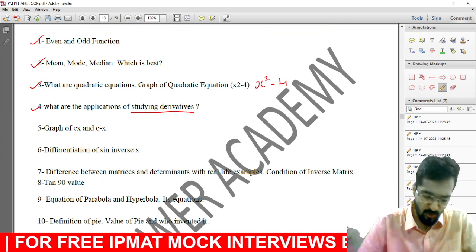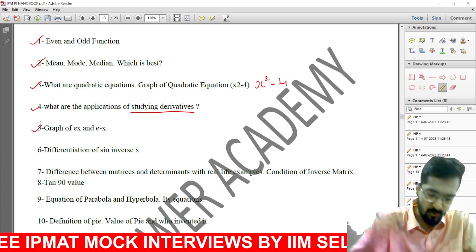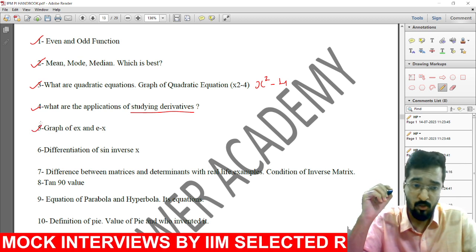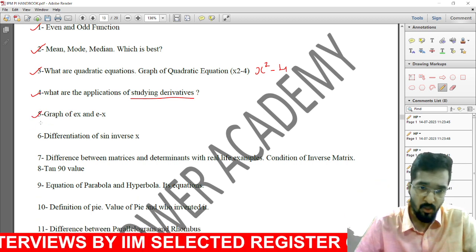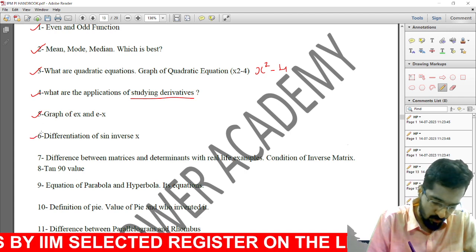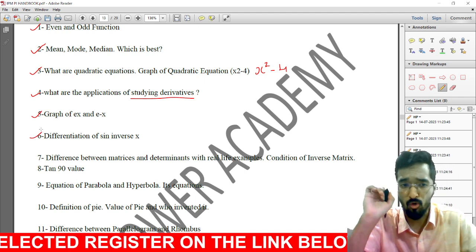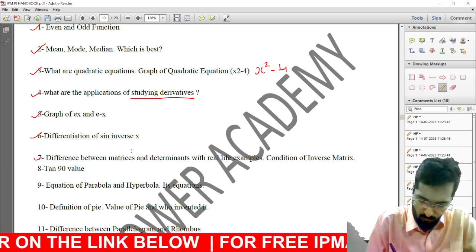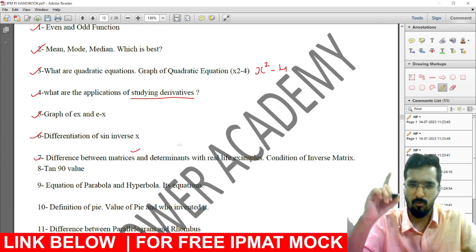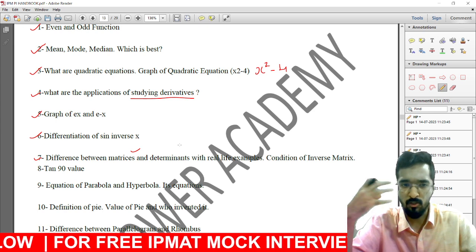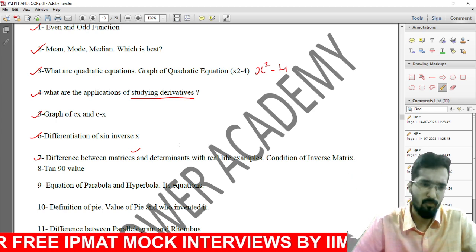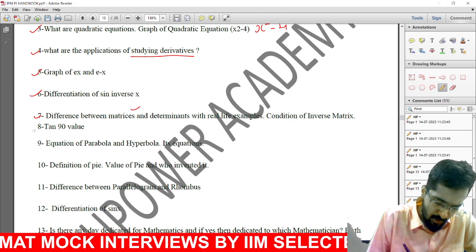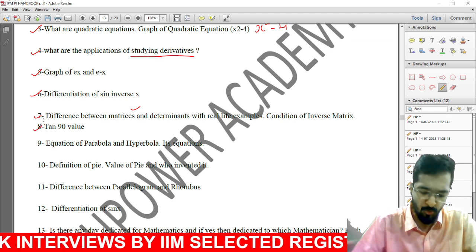Graph of e to the power x and e to the power minus x. You should be thorough with the graphs. You should know the graphs well. Differentiation of sine inverse x. You should know the differentiation formulas. Difference between matrices and determinants with a real life example. A few questions are asked related to matrices and determinants, but not many. Tan 90 value, questions are asked related to trigonometry.